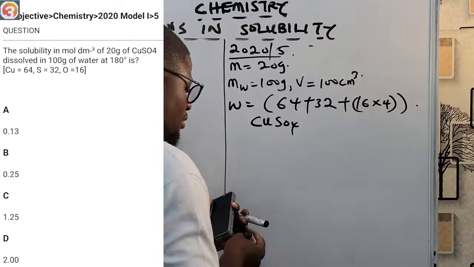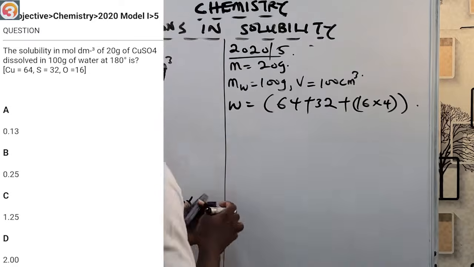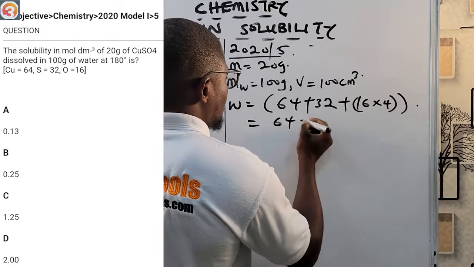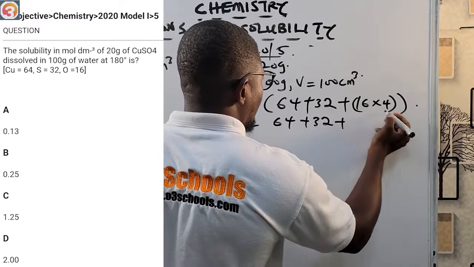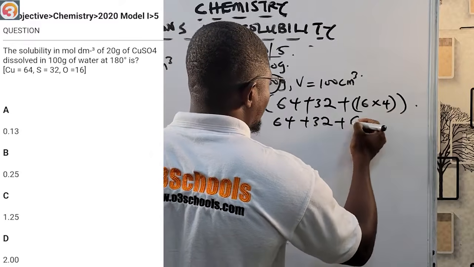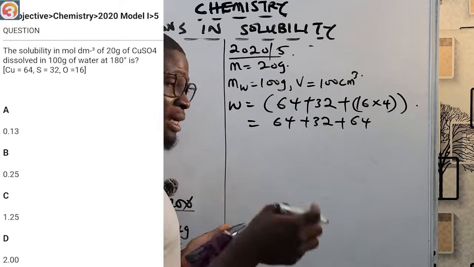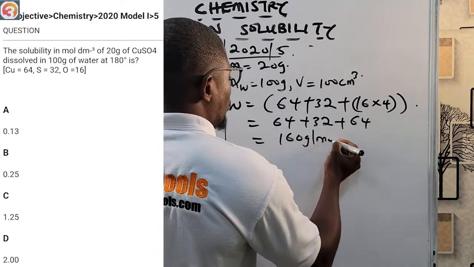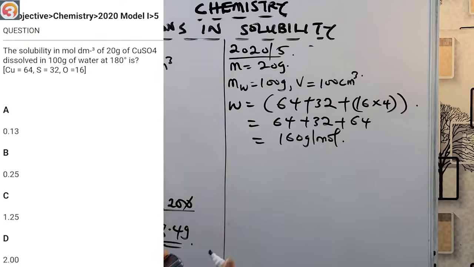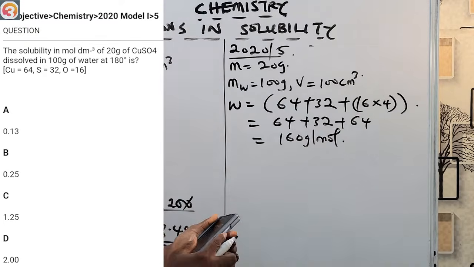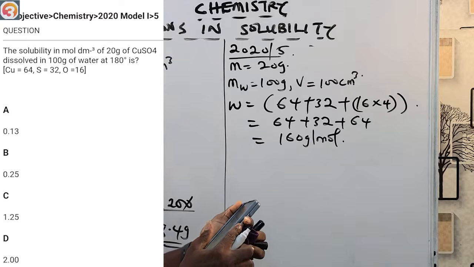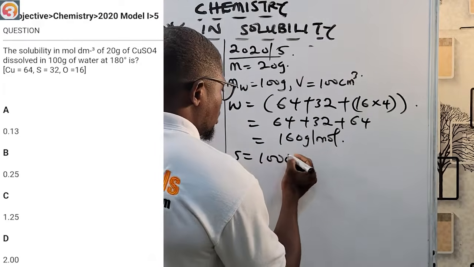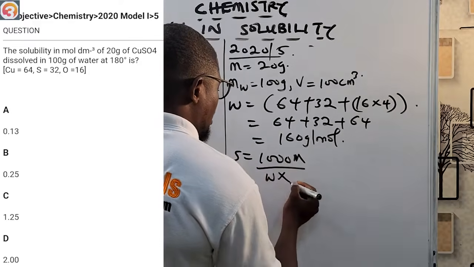So now let's calculate the molar mass of copper sulfate. All right. So 64 plus 32 plus 4 times 16 is 64. That's why I need to know mass. So not everything you press calculator. All right. So this will give us 160 gram per mole. So we know the molar mass now. So what is the question even asking us to look for? The solubility. Okay. So we know that solubility is 1000 all over molar mass times volume.